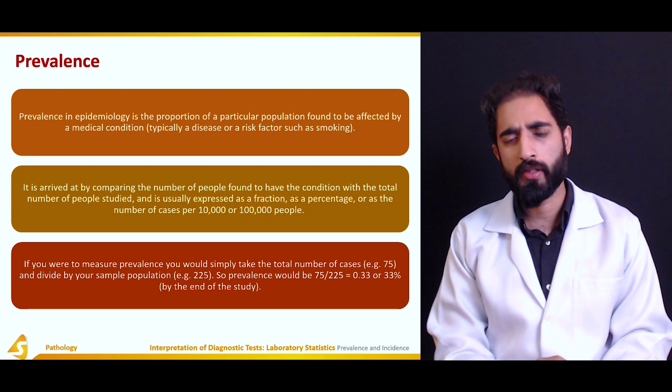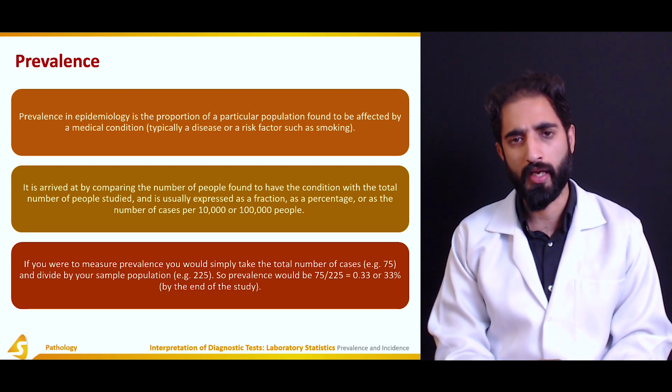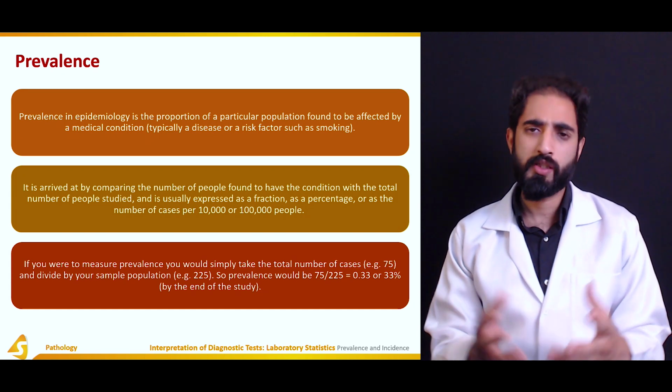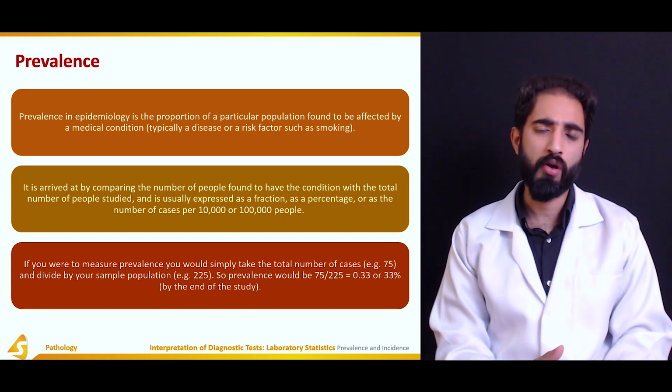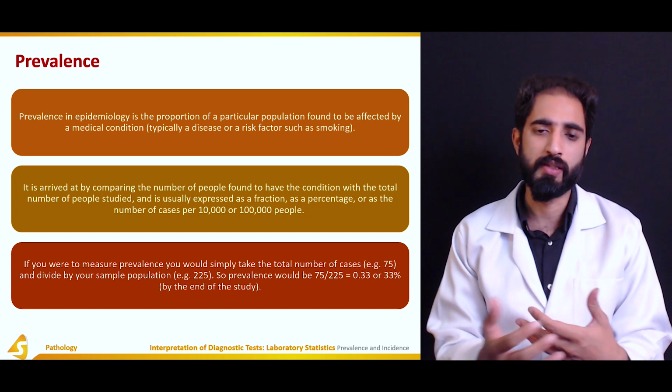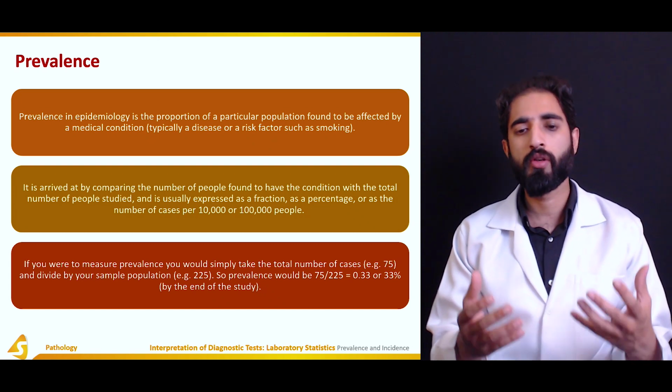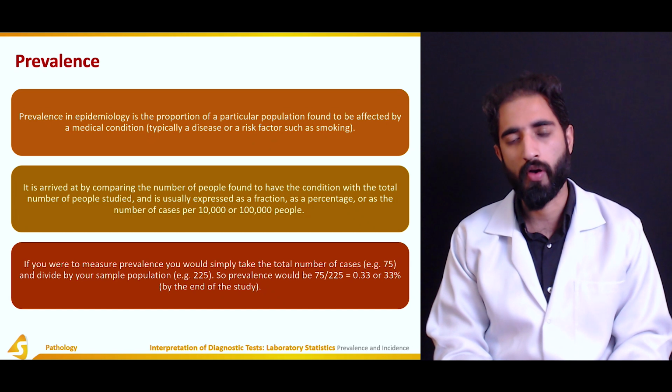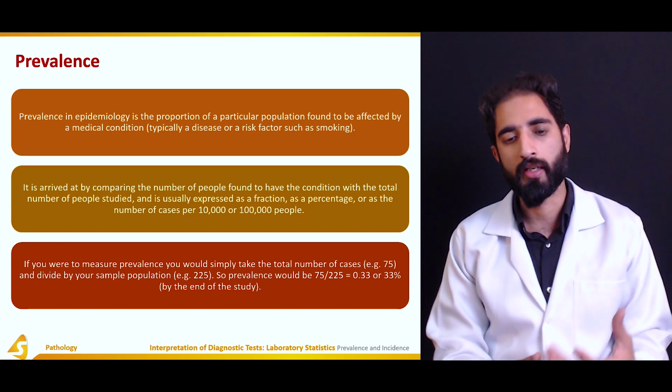Prevalence is a very commonly used term in epidemiology and also in medical sciences. We get to hear about it a lot. So, what is prevalence? Prevalence in epidemiology is the proportion of a particular part or segment of population found to be affected by a medical condition.